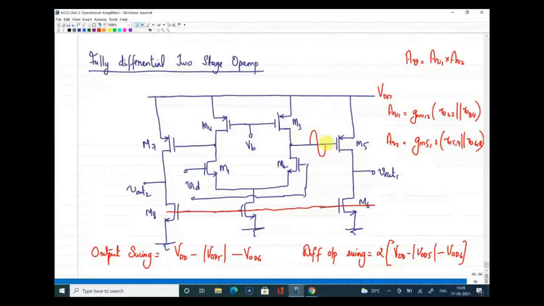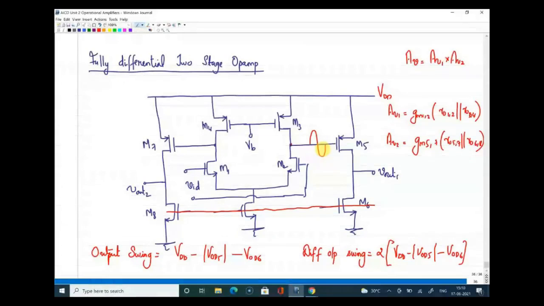This node can definitely have the largest swing which the entire differential amplifier will provide. When you say there is a swing here, it is not in terms of volts, it is in terms of millivolts. The signal swing at the input of M5 is limited by the operating region of M5. M5 should not go out of the saturation region. That is the only condition we can say here.